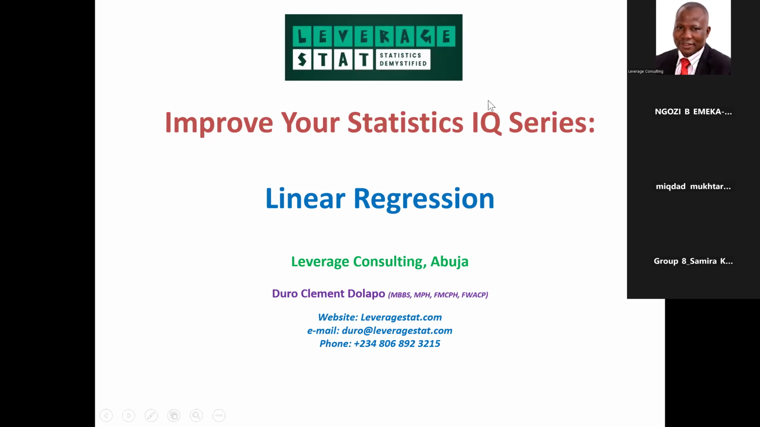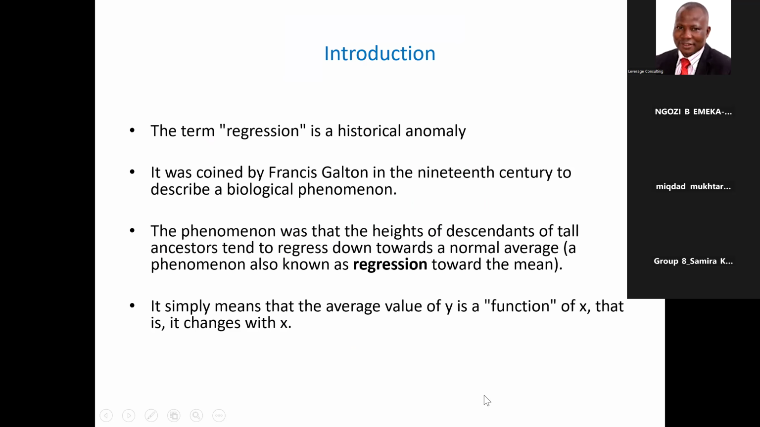Today we'll be looking at linear regression. The last time we discussed correlation. Somehow they are related. So the term regression is a historical anomaly. It was coined by Francis Galton in the 19th century to describe a biological phenomenon.